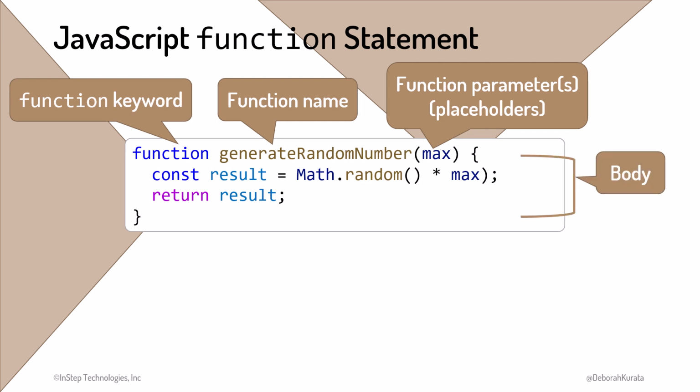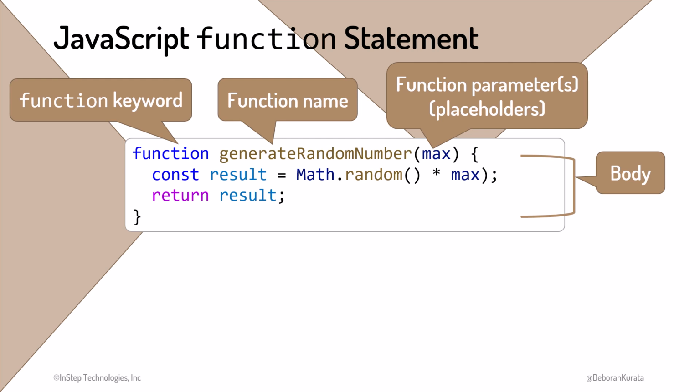A function body is denoted with curly braces. Inside the function body, we add statements to perform the required task. In this example, we use one of JavaScript's math functions to generate a random number between 1 and the defined maximum number. This code needs a little debugging, which we'll do in the upcoming demo.